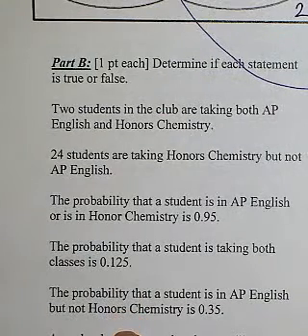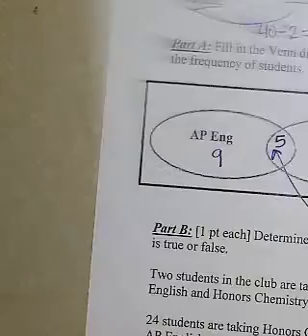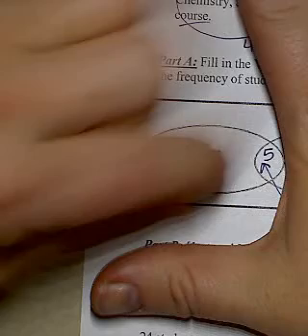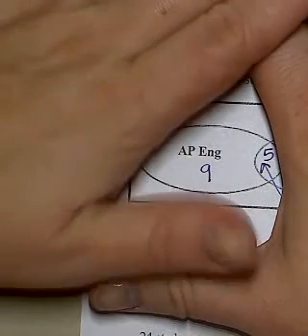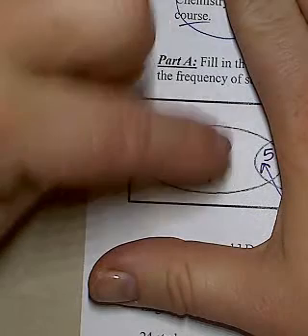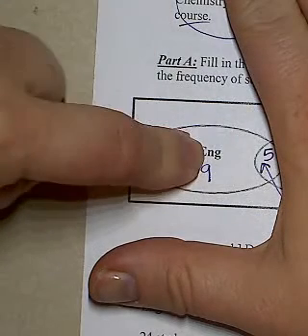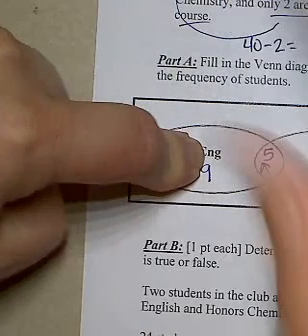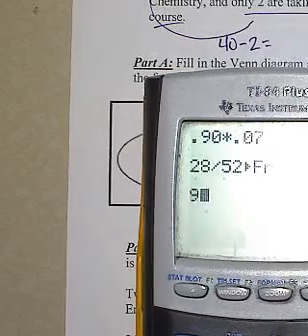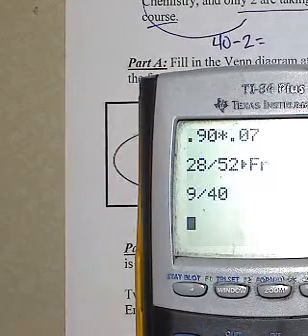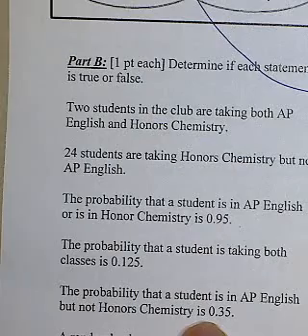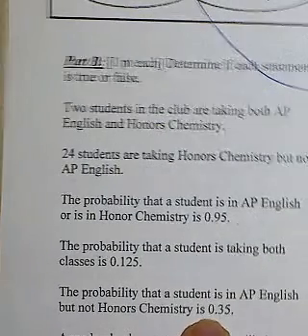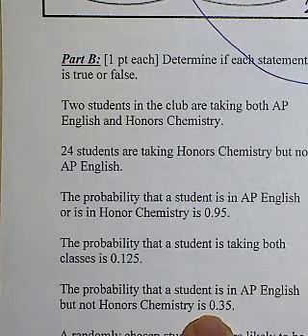The probability that a student is in English but not chemistry. Okay, so I look at English. Now, both of these groups are in English. This says I'm only in English. This says I'm in English and chemistry. So this problem says the probability a student is in English but not chemistry. That would be this number 9 out of the total. Please take 9 divided by 40, and 9 divided by 40 is approximately 0.225, not 0.35. So this statement would be false.